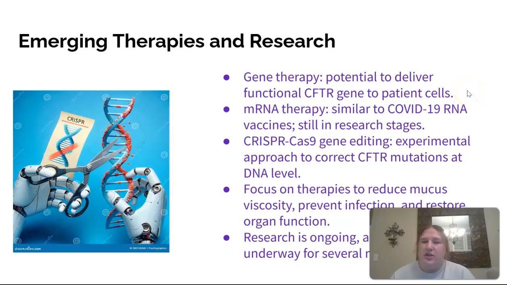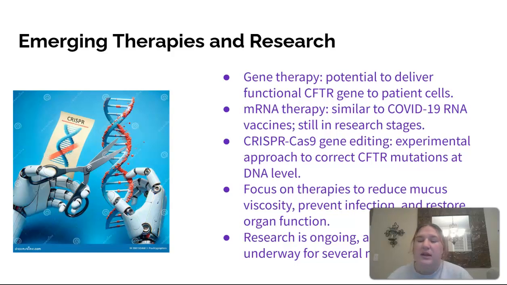Emerging therapies and research. There's gene therapy. It's a potential to deliver functional CFTR genes to patient cells. mRNA therapy is still in research stages. It's very new. It's similar to the COVID-19 RNA vaccines, kind of changing RNA. And then there's CRISPR gene editing. It's very experimental, but it's an approach to correct CFTR mutations at the DNA level, meaning it would completely take away cystic fibrosis if it was fully successful.